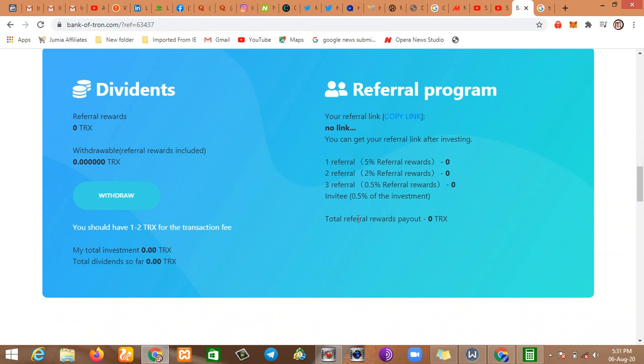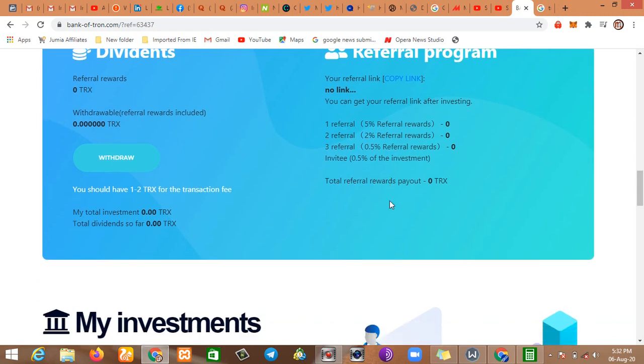It's not compulsory, but if you want, you can partake in it. If you bring one referral, you get 5% referral reward. If you bring two referrals, you get 2% referral award. If you bring three referrals, you get 0.5% referral award. Invitee 0.5% of the investment. So if you invited someone and the person purchased, you get 0.5% of the investment, the total reward payout.